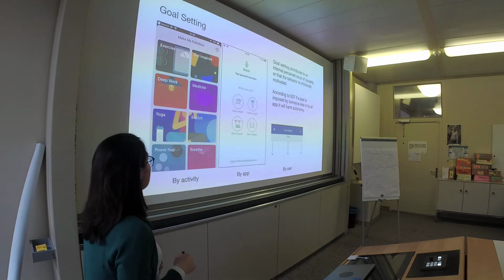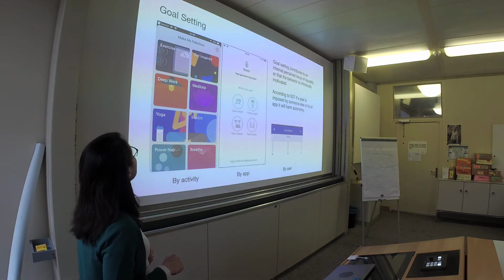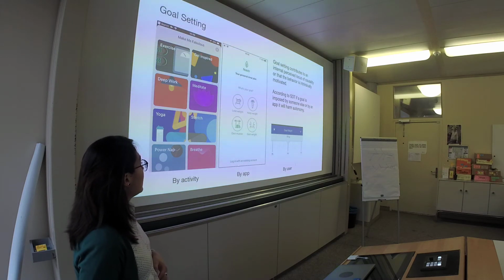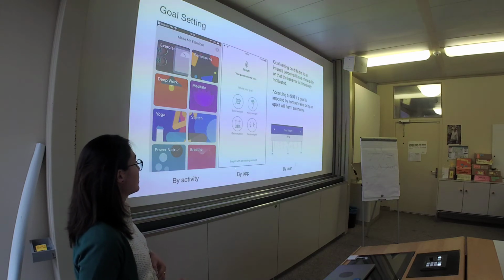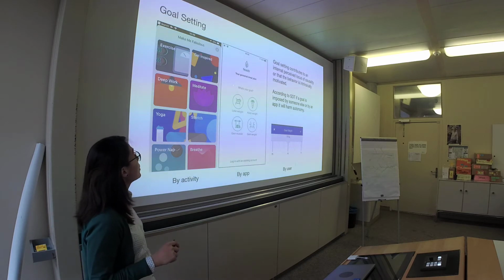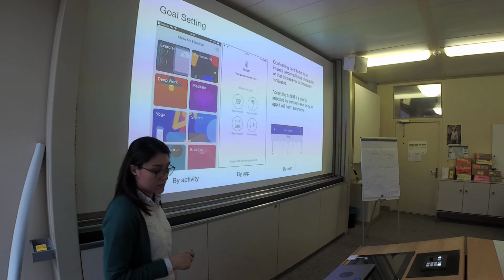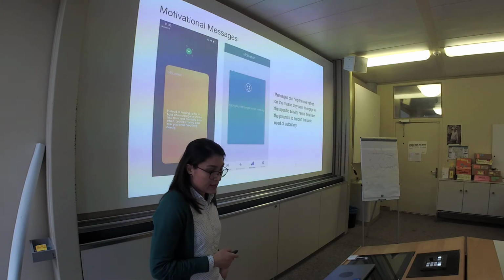So we see here 3 examples. First, we have goal setting by activity, so you pick the activity that you want. Then the app sets or suggests what your goal could be. And then here the user is the one deciding which goal is going to be set.